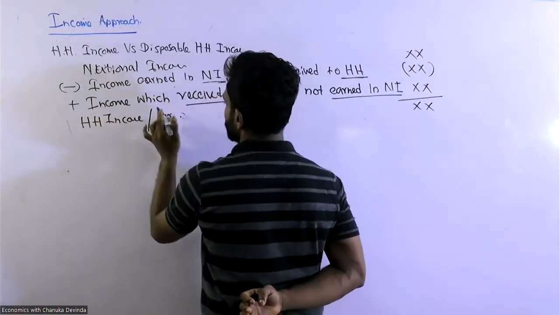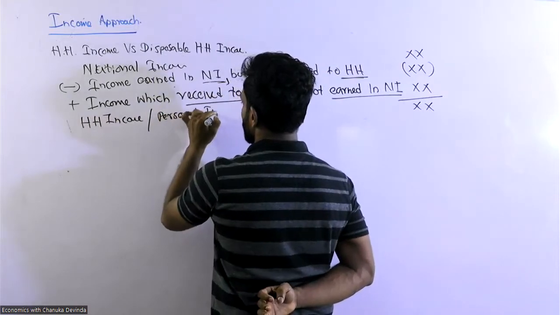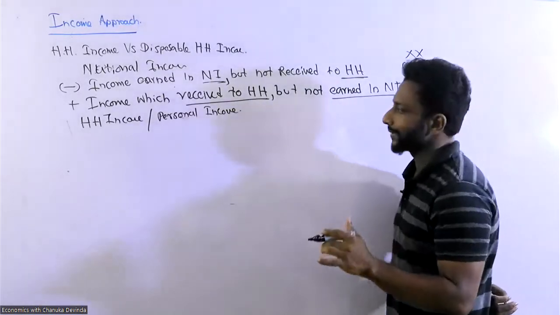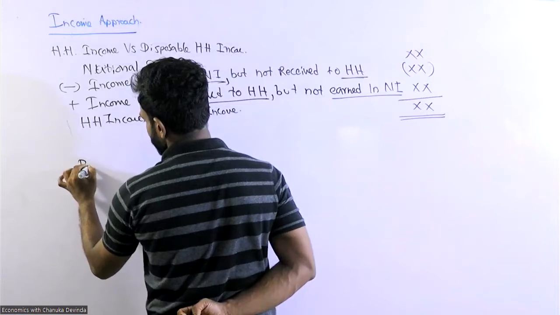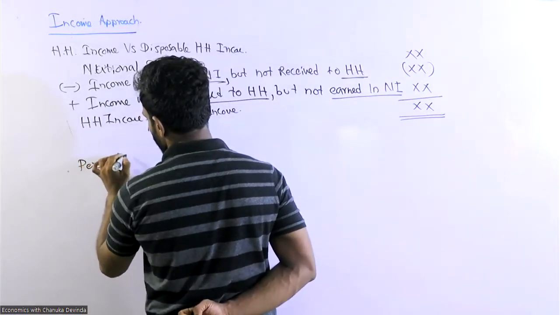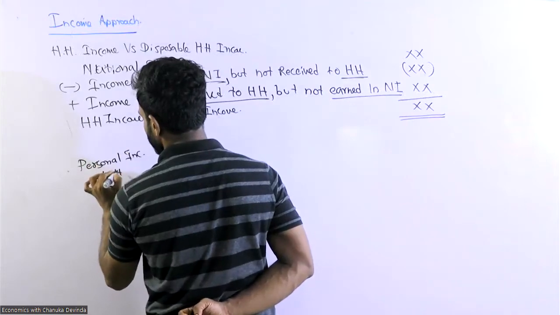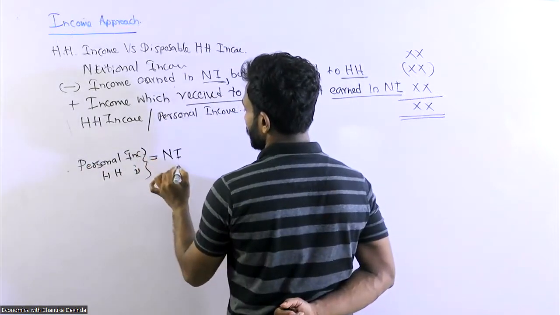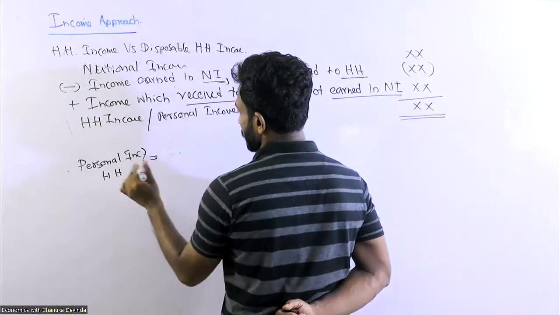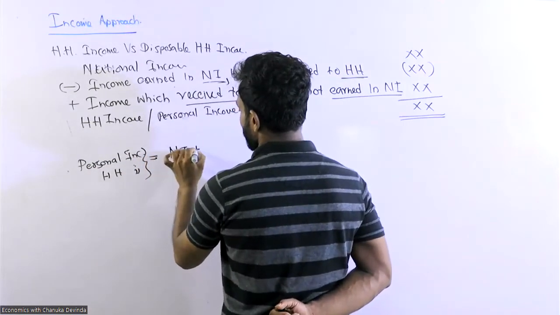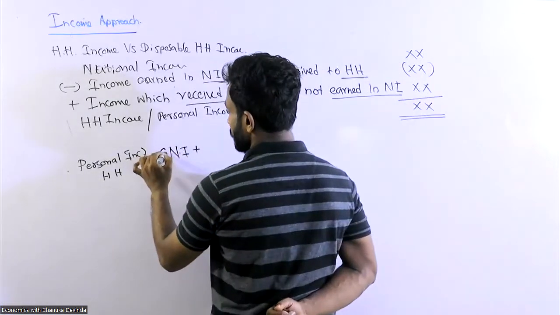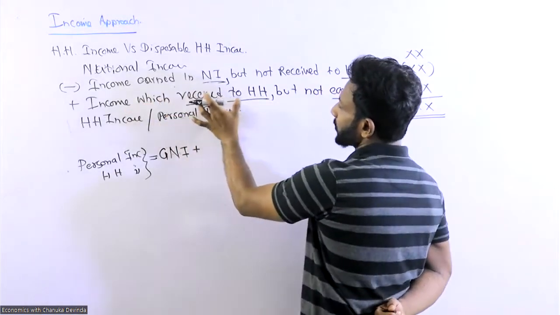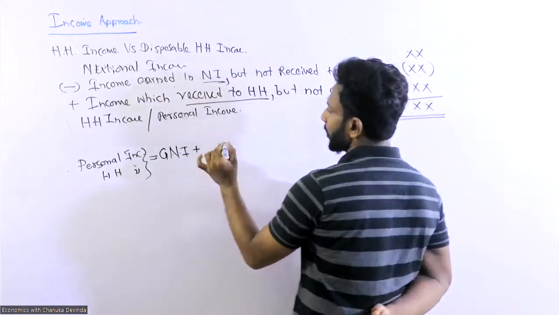Personal income, right? This should be in your box, but the box is a different shape. Personal income or household income is equal to national income, gross national income, GNI, plus what? Plus income which is received by households but not earned in national income.